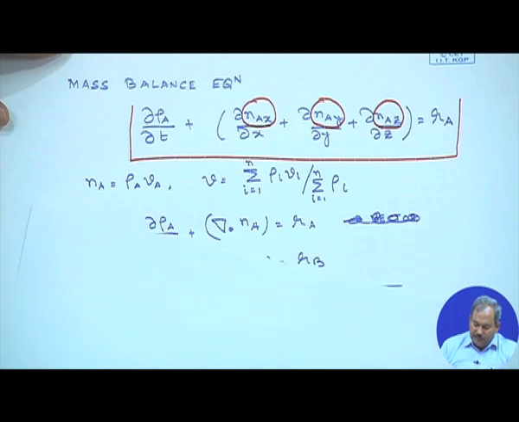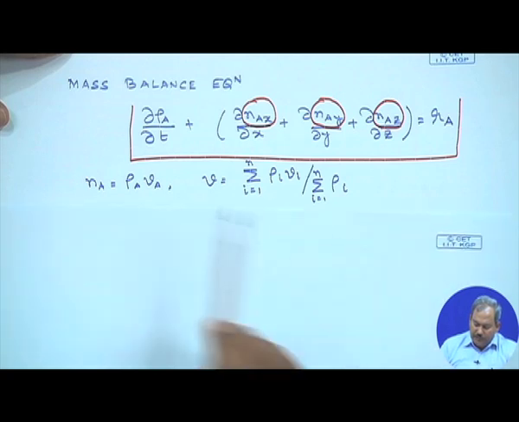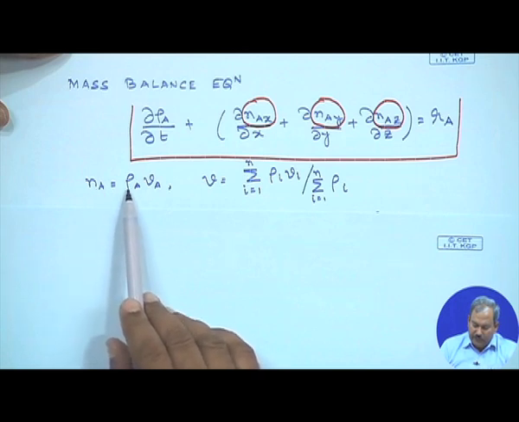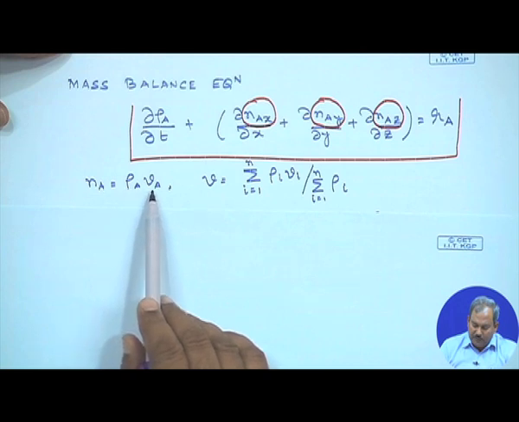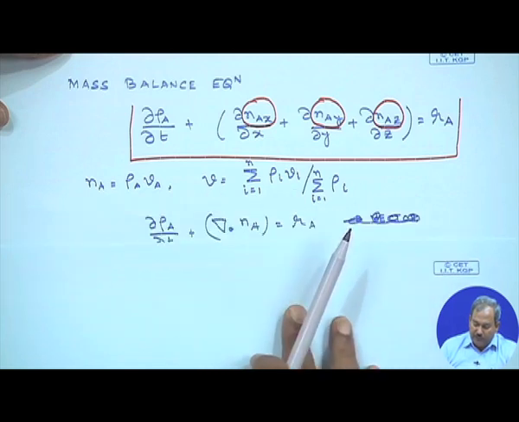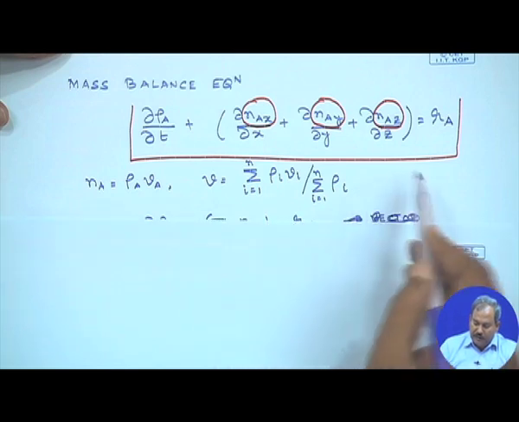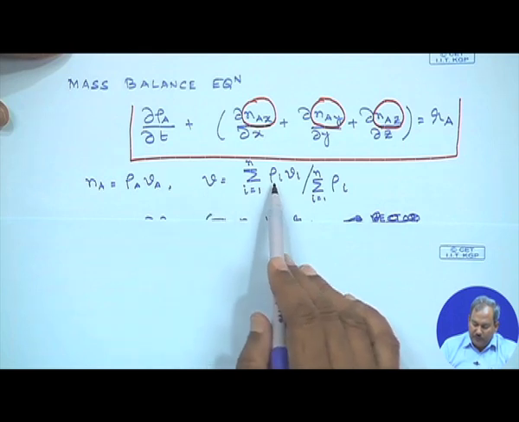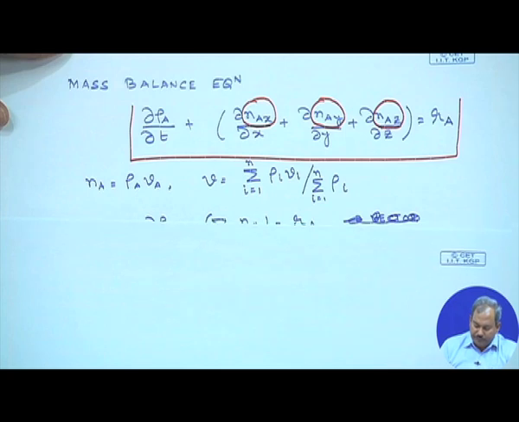These are some of the basic relations of which you are aware, that is, the mass flux is simply the mass concentration times the velocity, and the mass average velocity, the formula for that is this, and you similarly have a formula for the molar average velocity, where the rho's are going to be substituted by C, the molar concentration.